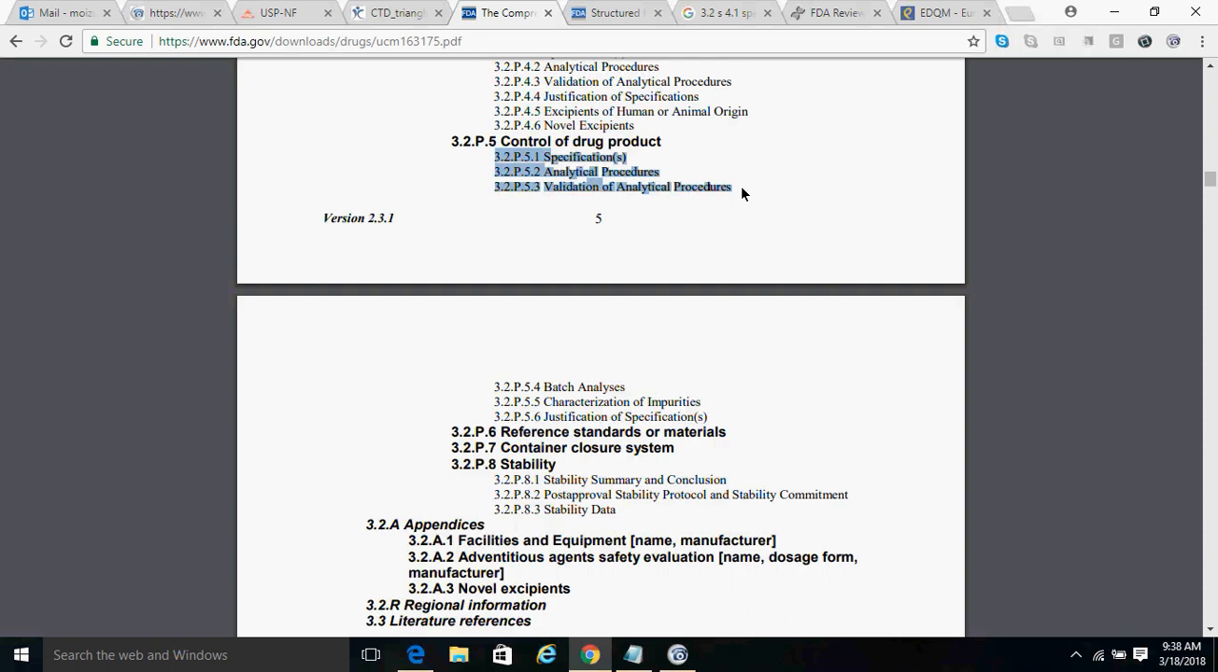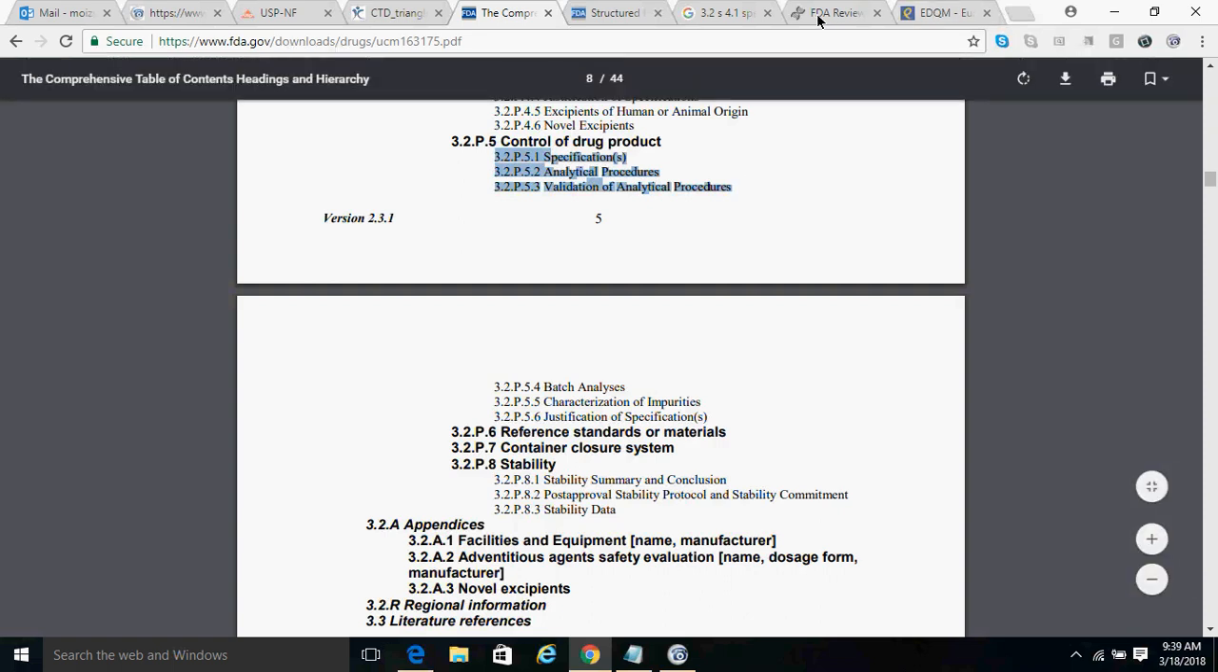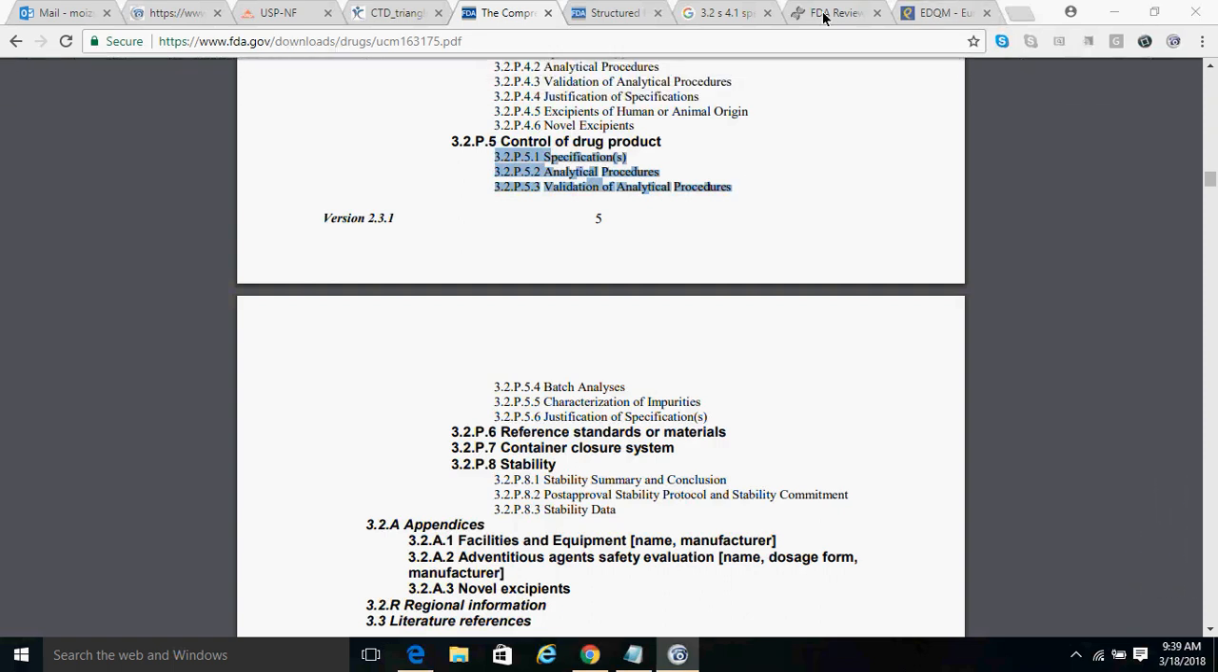So let's go to control of drug product, specification. Again, a question comes: what is 3.2.P.5.1? This is about drug product specification. What tests have they done? What are the acceptance criteria? And what are the results? All this information has to be provided in table form, which I showed you, for example, here.